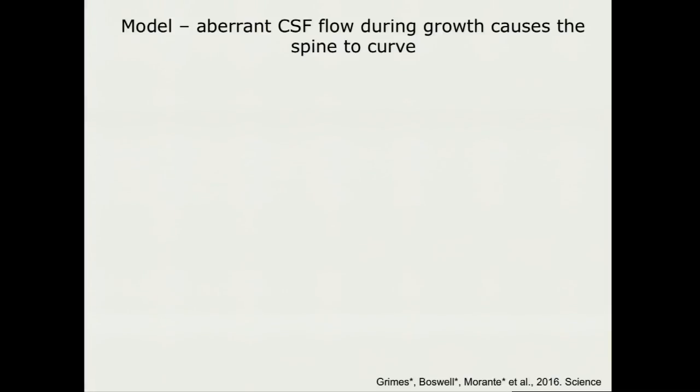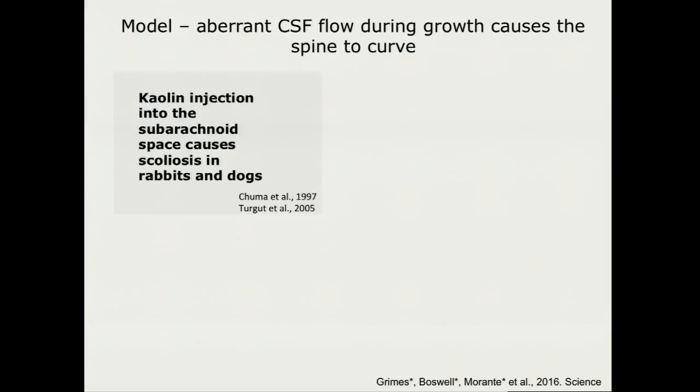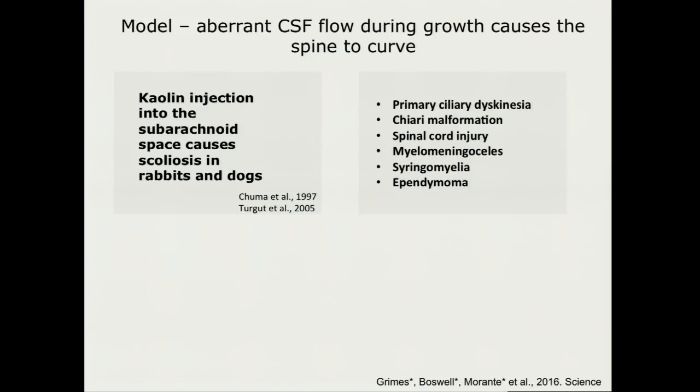Now, there's a few bits of data out there in the literature which support this. One is that if we inject kaolin into the subarachnoid space, this is a treatment we'd fully expect to prevent CSF flow. You do get scoliosis in rabbits and dogs. And moreover, there were a range of other human conditions, each of which can disrupt CSF flow, and each of which shows a higher incidence than you'd expect of spinal curve scoliosis.